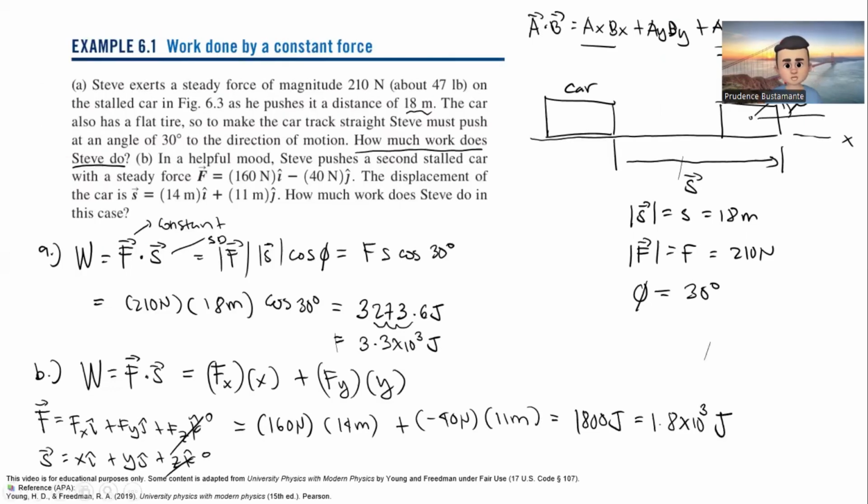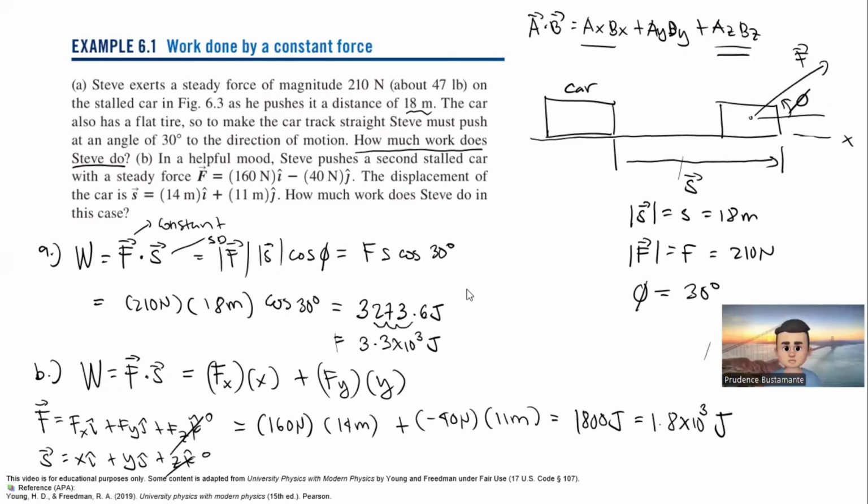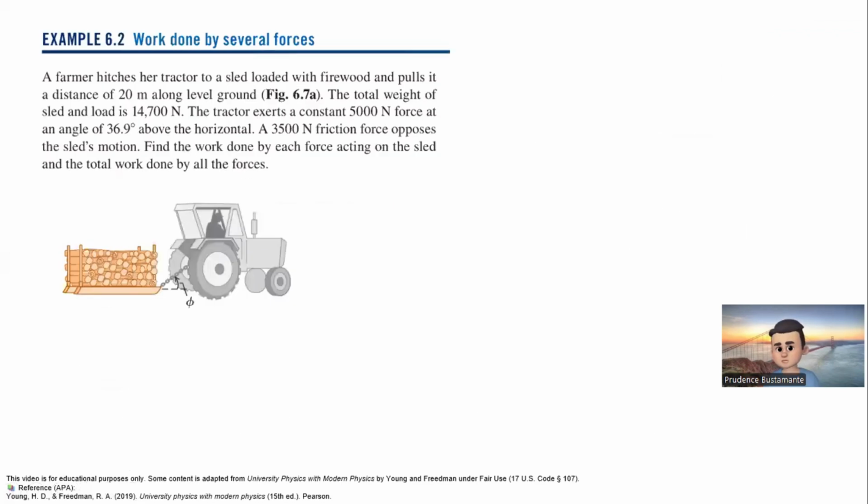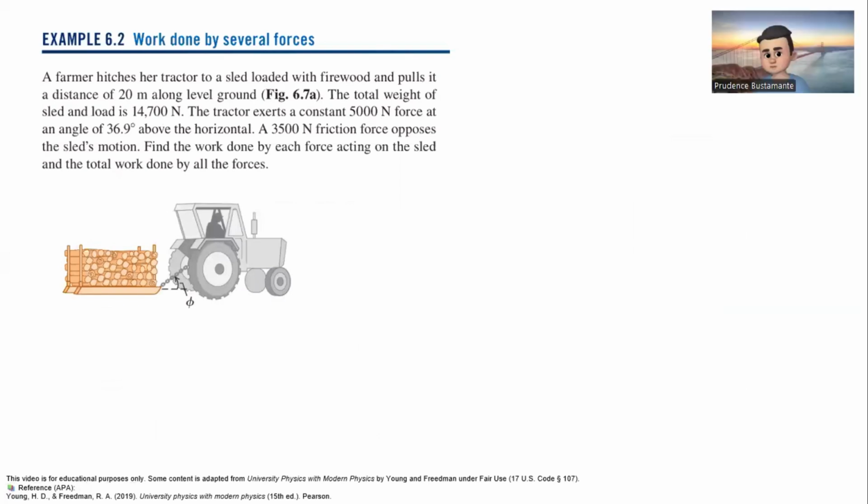Okay. In part A, the work that Steve does is around 3.3 times 10 to the 3 joules. And in part B, the work is equal to 1.8 times 10 to the 3 joules, 1,800 joules or Newton meter. Okay. So that is another example for the concept of work.